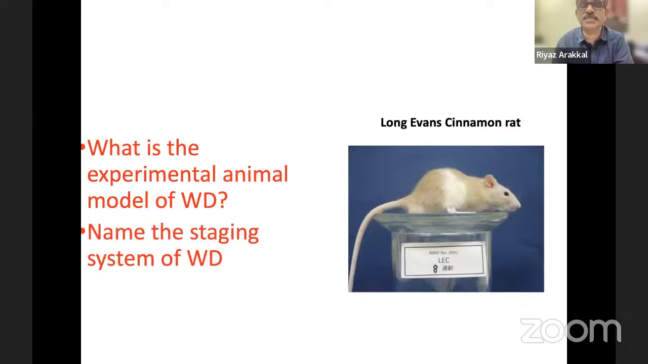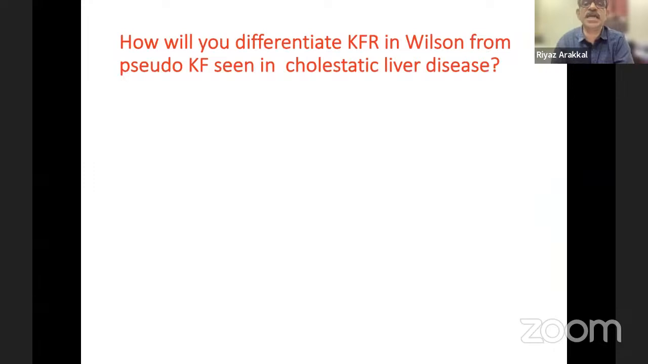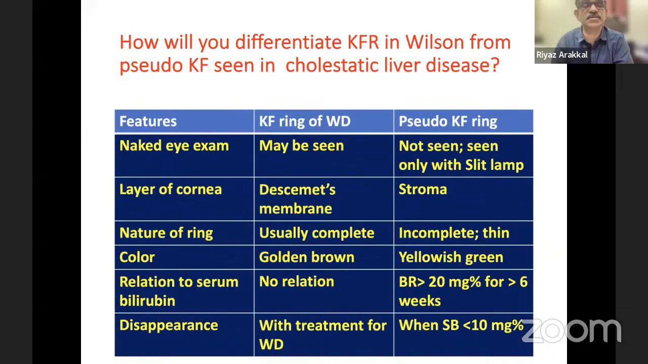What is the staging system of Wilson disease? Anybody? Shabila? Anjali? Aisha? It is called the Dooley staging system. Now, how do you differentiate KF ring in Wilson disease from pseudo KF ring seen in cholestatic liver disease? So these are some of the features. The layer of cornea is different. The nature of the ring is usually complete in KF ring, incomplete in pseudo KF ring. The color is different. And pseudo KF ring is related to the serum bilirubin level.